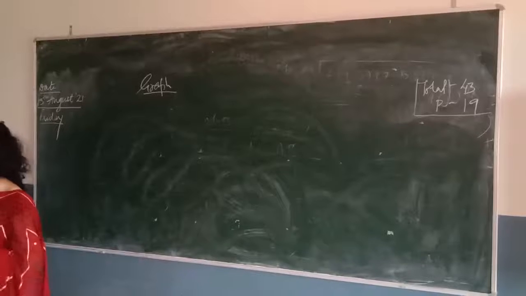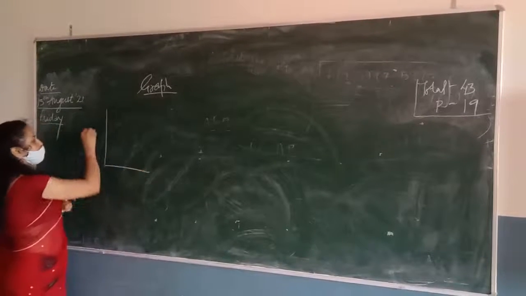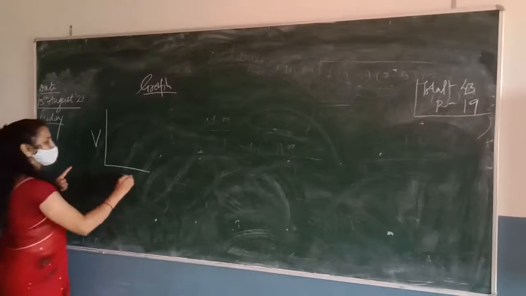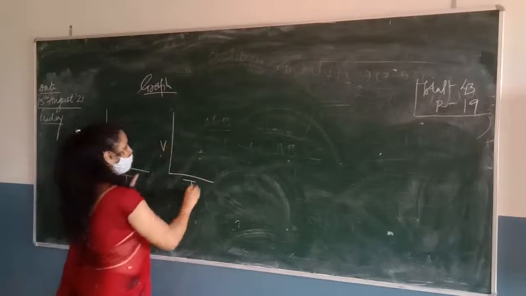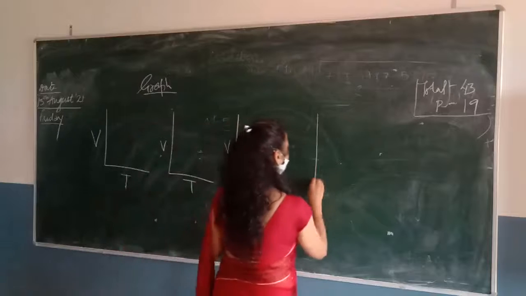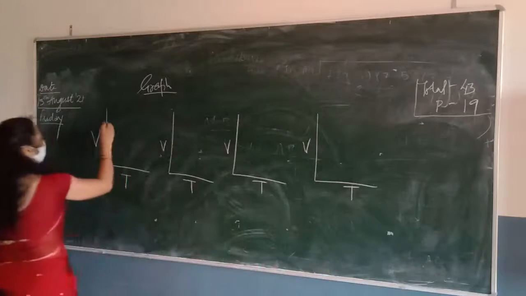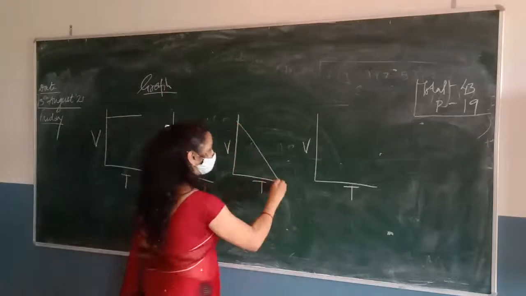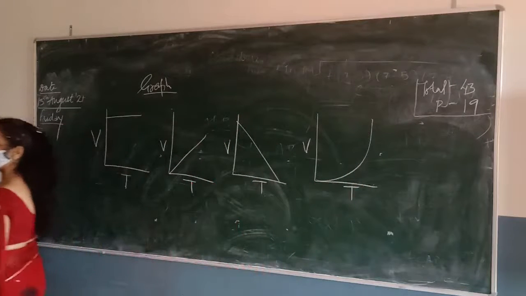Another graph is the velocity time graph. So let's talk about the velocity time graph. We always take velocity on the y-axis and time on the x-axis. So here I am making some graphs, and if you know the answer, you can tell me and then I will explain. So I am making the graphs. One is like this, second like this, third like this, and fourth is like this. These are 4 graphs of velocity and time.